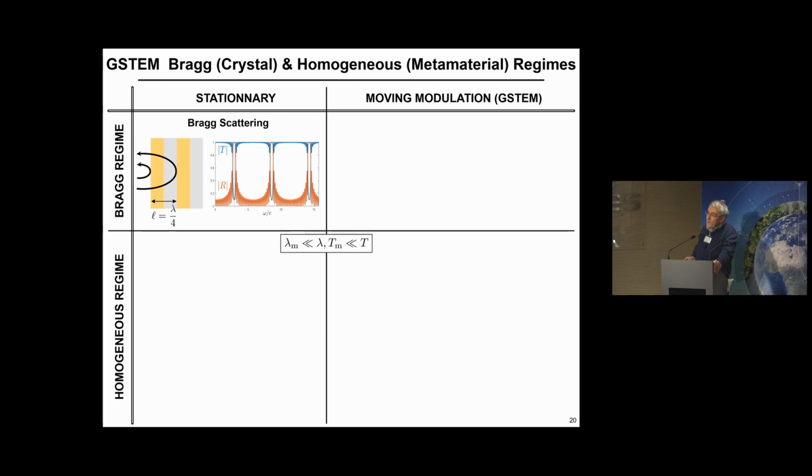So if we have a Bragg stationary structure, it's just a periodic structure like a photonic crystal. And what you have there is the Bragg scattering with a stop band where the reflection is one if you have no loss, and then you have this succession of stop bands.